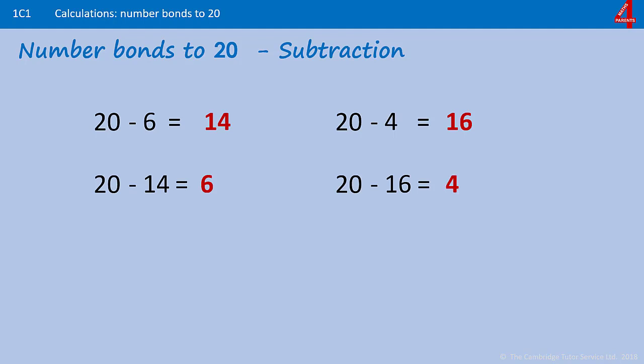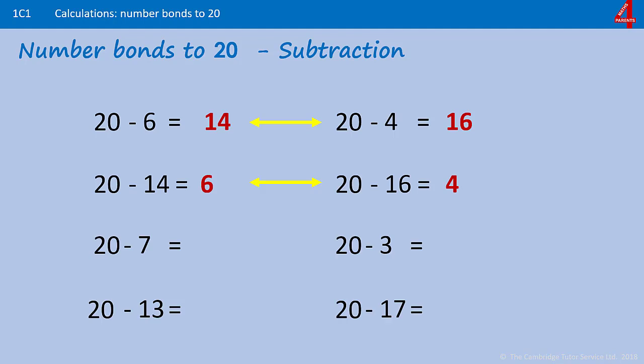There's another pattern you can see here. If you look at the two on the top row, 20 take away 6 and 20 take away 4, you can see a pattern here with the numbers. 20 take away 6 is 14, 20 take away 4 is 16. Again, with the two below that, 20 take away 14 and 20 take away 16. 20 take away 14 is 6, 20 take away 16 is 4.